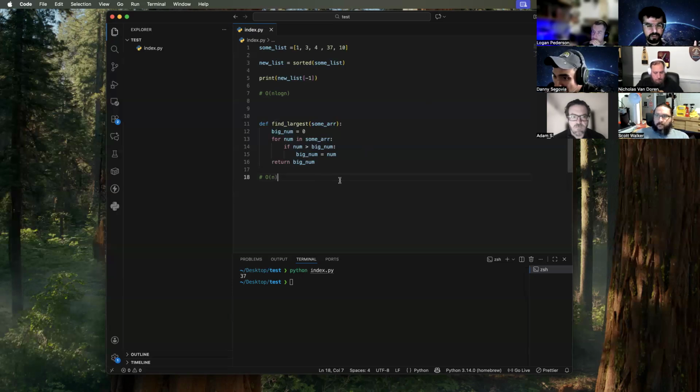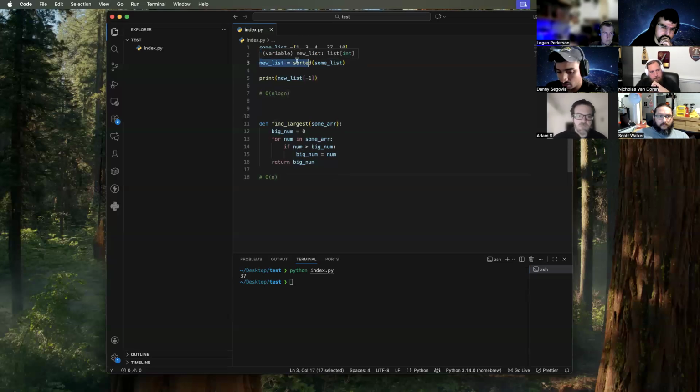Anyway, so which one's better? I think log n gets better over time with the larger. No, O of n is more efficient. It's just a linear search, right? This is a built-in sorting algorithm. They're very rarely the most efficient thing you can write.